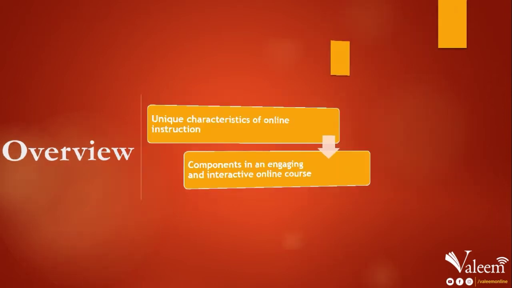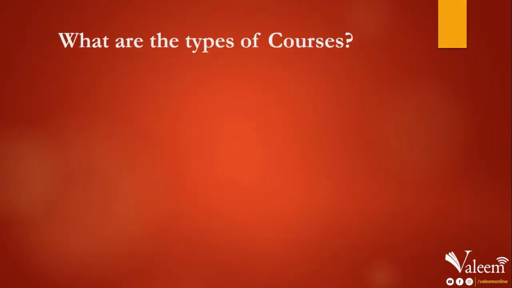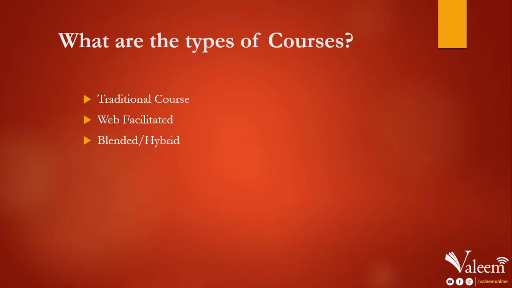First of all, let's have a look at the types of courses. The very first type is the traditional course, where no technology is used. The content is delivered in writing or orally. The next type is the web facilitated course that uses web-based technology to facilitate what is essentially a face-to-face course. It may use a course management system, which can be learning management software or web pages, to post the syllabus and assignments.